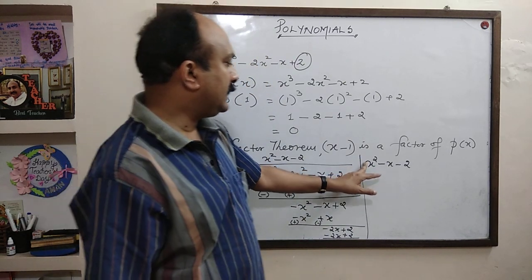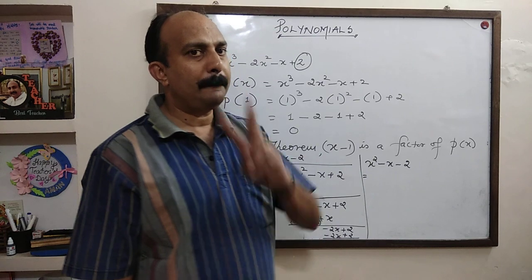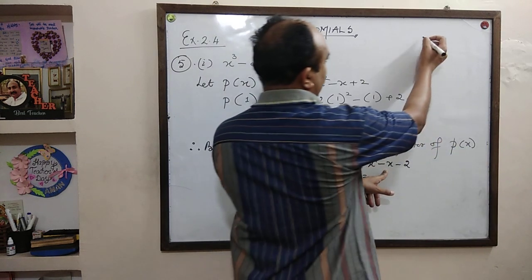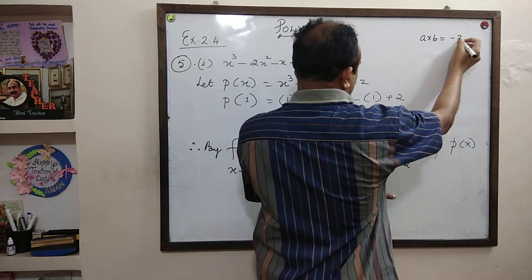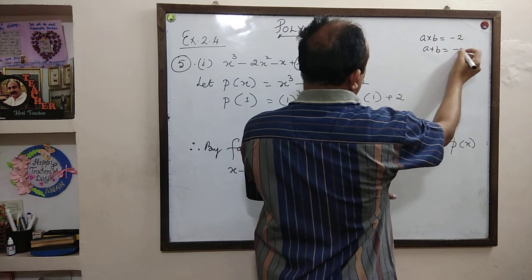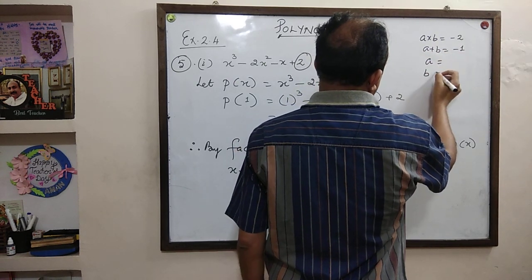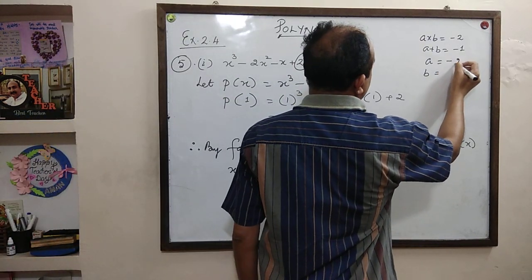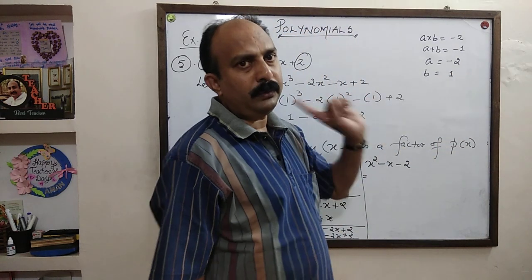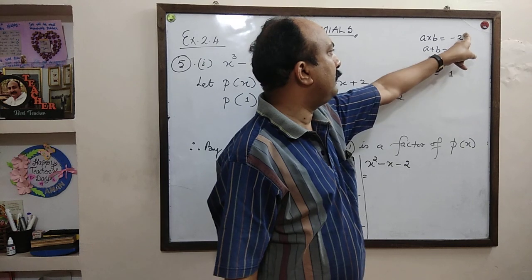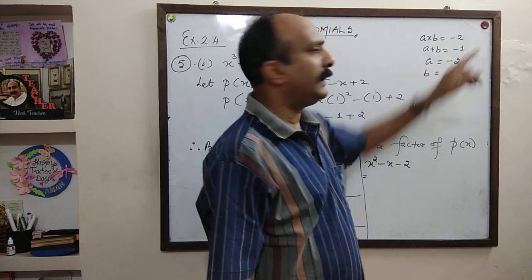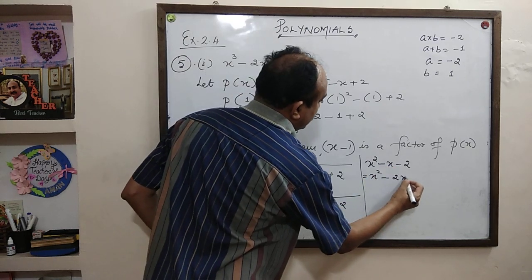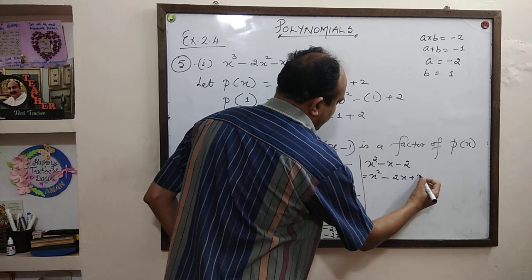See, product is plus 1 into minus 2, minus 2. A into b equals minus 2, a plus b equals minus 1. What are the values of a and b? Minus 2 and plus 1 are the numbers. Minus 2 into plus 1, minus 2. Minus 2 plus 1, minus 1. So I am going to split the middle term as minus 2x plus 1x, or plus x.